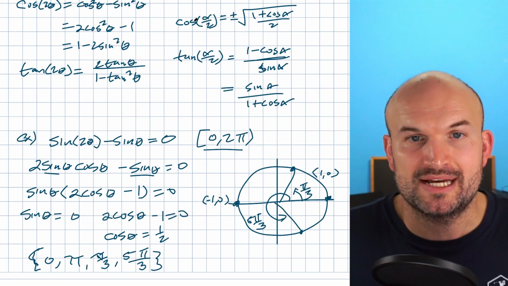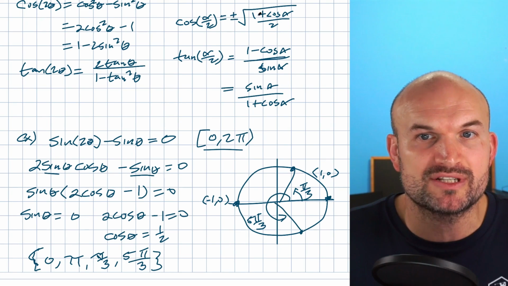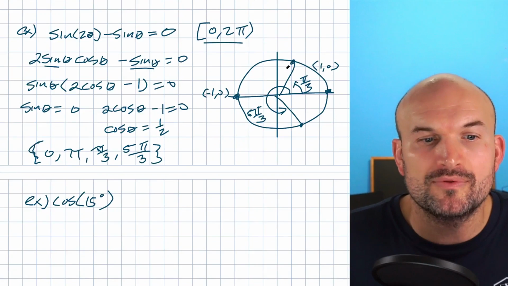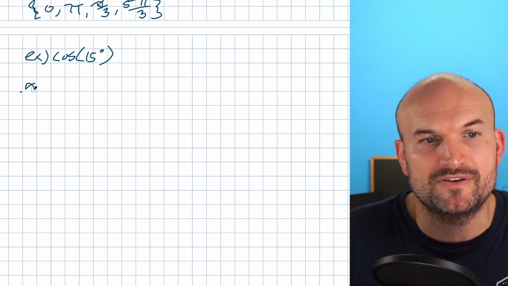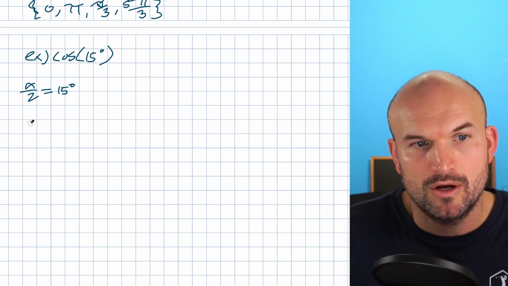So the half angle formula says if I have cosine of an angle divided by 2, that's going to equal plus or minus the square root of 1 plus cosine of alpha, divided by 2. The important thing you need to understand here is, if I have alpha divided by 2 equal to 15 degrees, if I'm saying this is alpha divided by 2, then what's alpha?